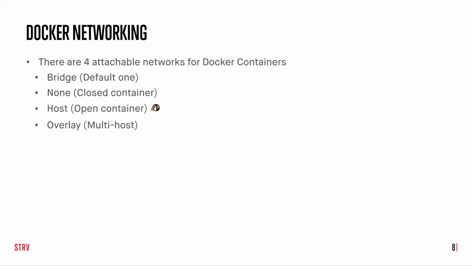And the last one is called overlay network, and it's useful when you have a multi-host environment. When you have a cluster of virtual machines, it allows you to connect multiple Docker daemons and create one network across all the hosts, so everything can communicate together, even if the hosts are physically separated.